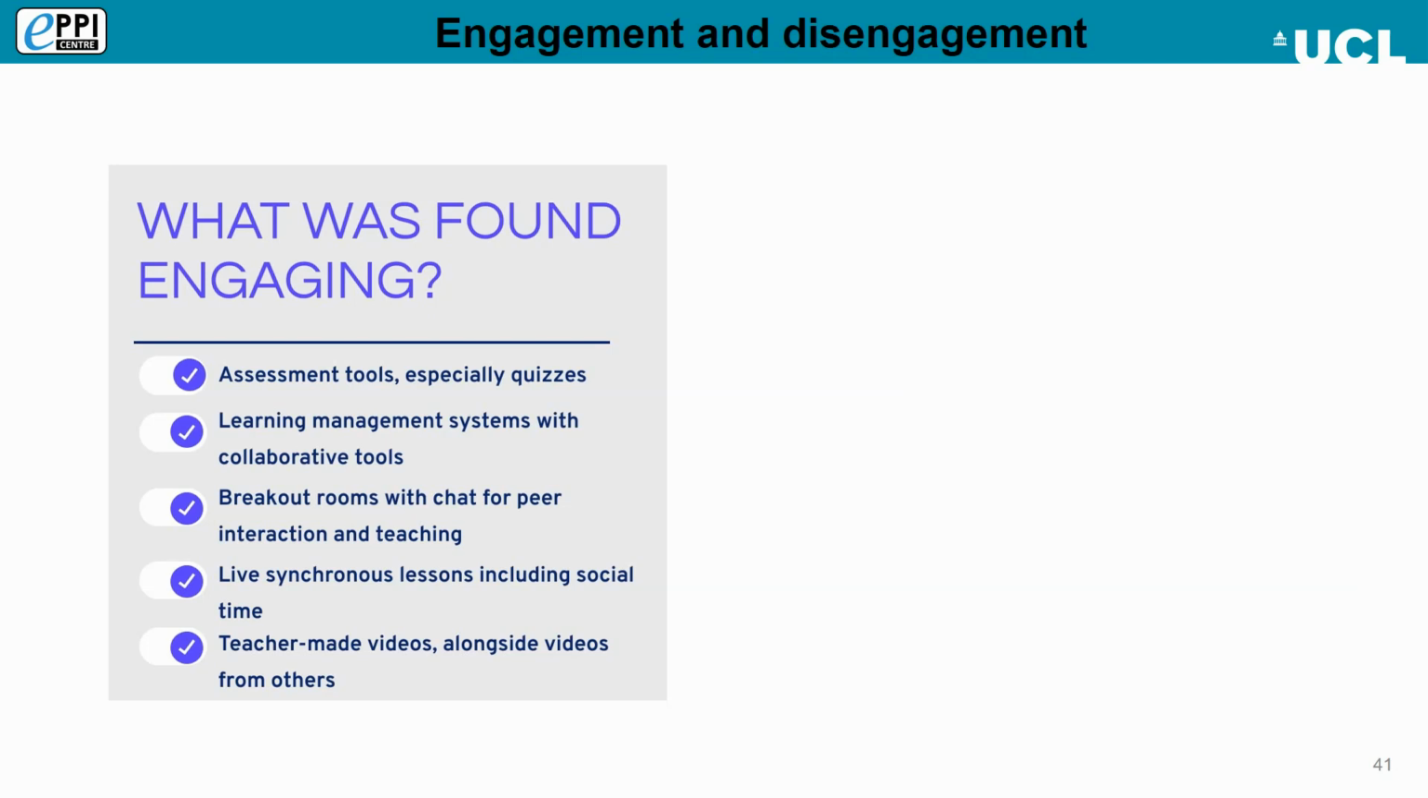Live synchronous lessons, as I mentioned, with those synchronous collaboration tools, but live synchronous lessons that included social time were found quite engaging. So, for example, there were cases where teachers would allow 5 minutes at the beginning and 5 minutes at the end of the lesson, purely to allow the students to connect with each other on a more social level outside of the learning that they were meant to be doing.